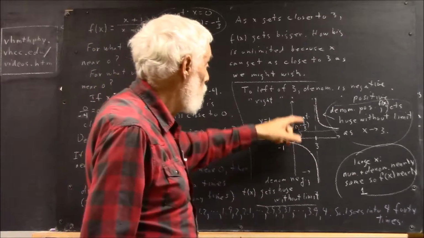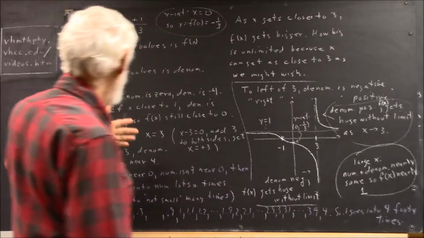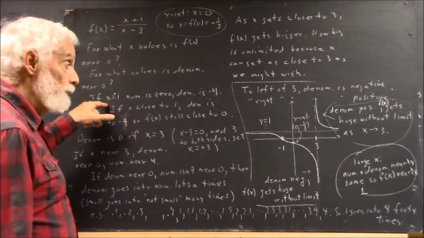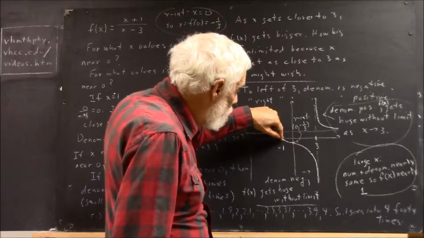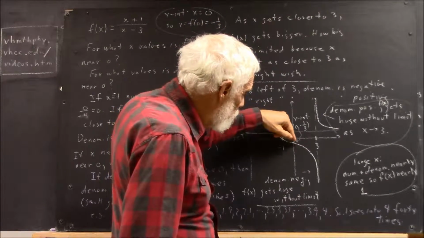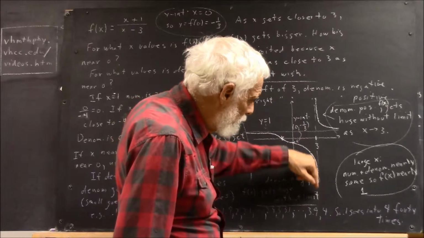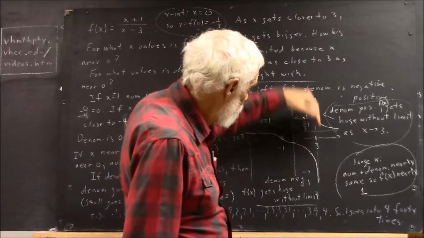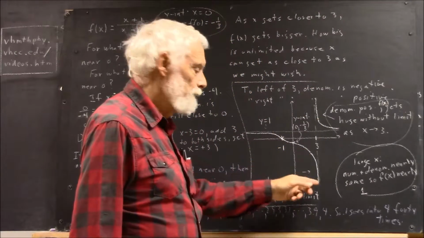We calculated the y-intercept as (0, negative 1/3), and we noted that the function was 0 when x equals negative 1. So we have a point here and a point here. So we know from this point, we have to go through this point and then turn around so we can approach huge negative values. Okay? So the graph has to look something like this.